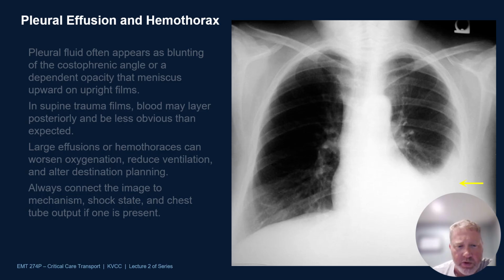Large pleural effusions or hemothoraces or any other kind of accumulating fluid can really impede the patient's ability to oxygenate. It can really impede your ability to ventilate them if they are on a ventilator, and it can affect whether or not you can make it to your hospital destination or not.